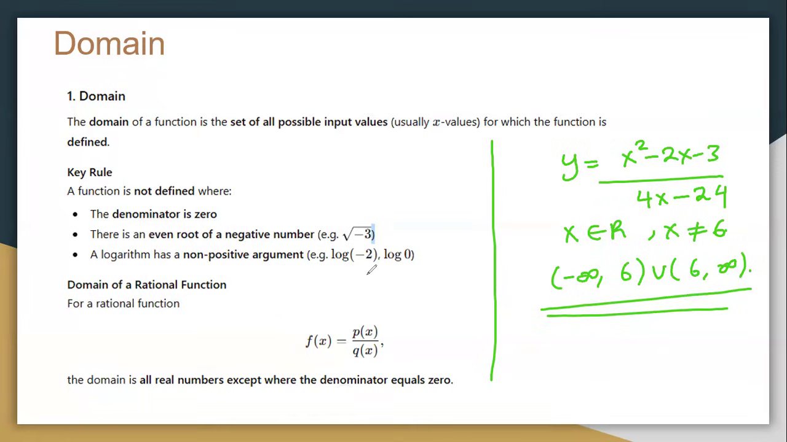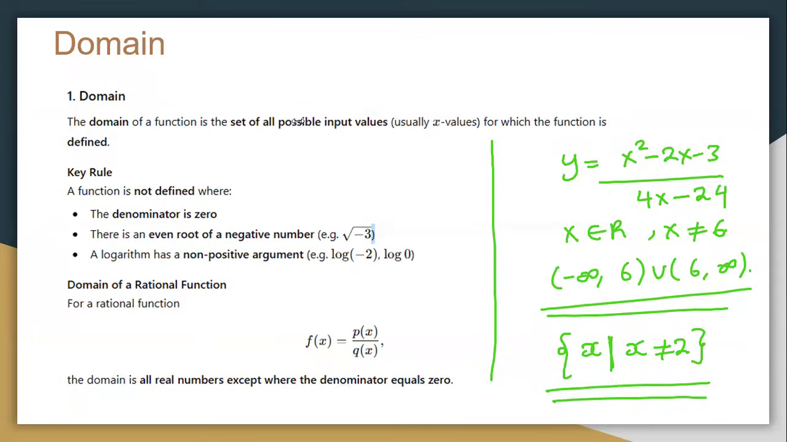Yes, but all real numbers. In some books, depending on the book you are reading, they can even write it in a set notation format, whereby they can write x such that x is not equal to 6. So in case you find it here, it is also very okay. They can write it in this format depending on which book you are reading. So that is what we call the domain.